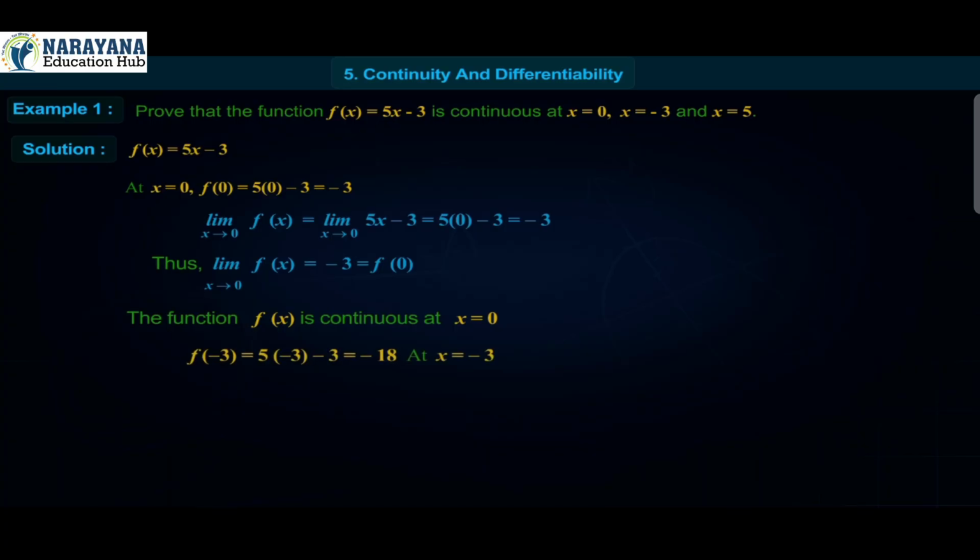f of minus 3 is equal to 5 into minus 3 minus 3, which is equal to minus 18, at x equal to minus 3.